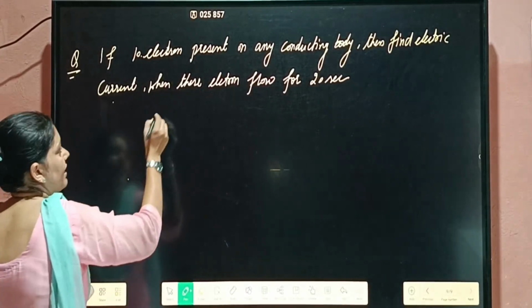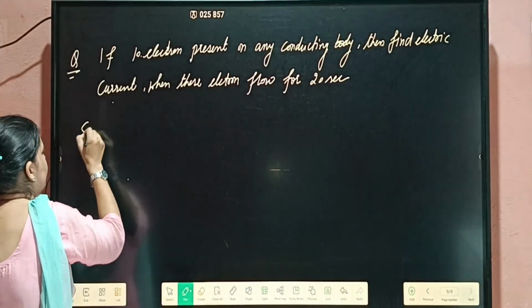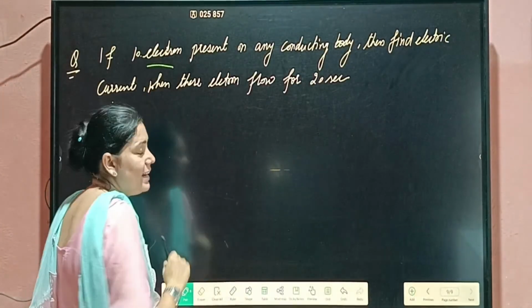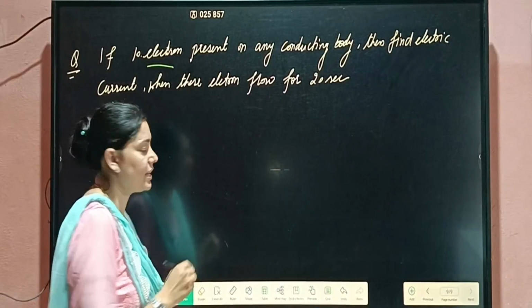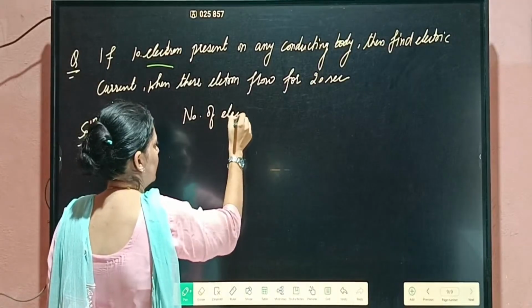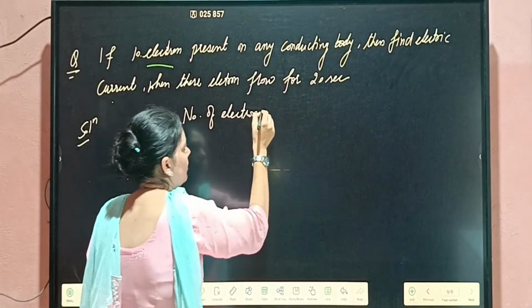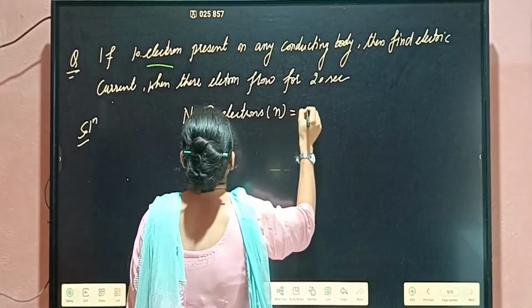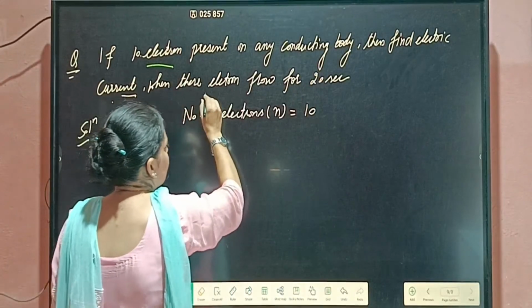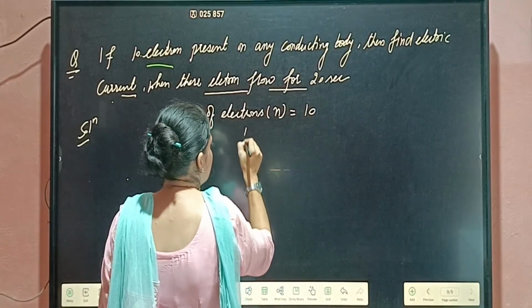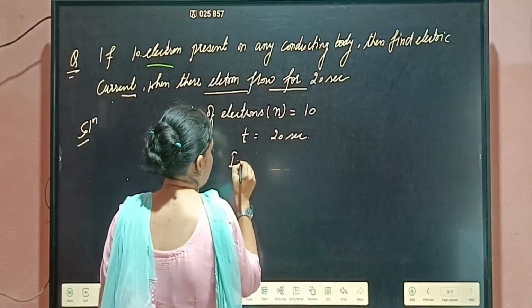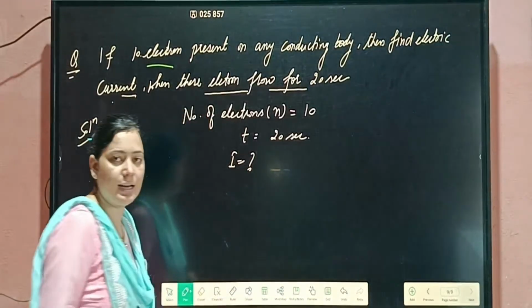So here, first write all the given quantities. Which quantities are given in our question? First we will write electrons, 10 electrons are there, means number of electrons is given here, 10. Conducting body, then find the electric current when these electrons flow for the 20 सेकेंड. जब ये इलेक्ट्रॉन 20 सेकेंड के लिए फ्लो कर रहे हैं, तो आपको क्या निकालना है? इलेक्ट्रिक करंट निकालना है.